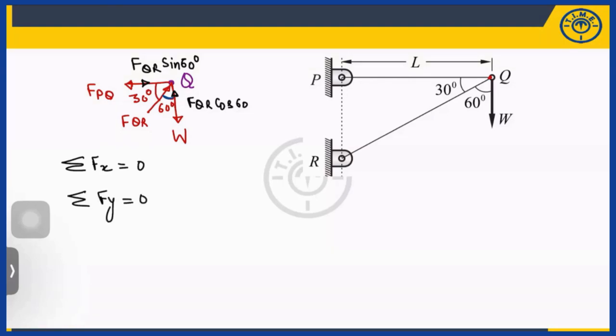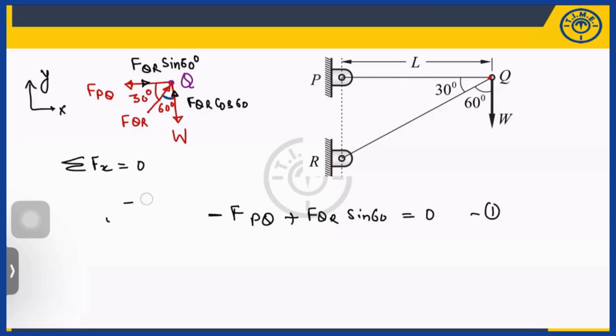What is the force in x direction? I can write F of PQ as negative in this direction, because I am considering this as the positive x-axis, and this is the y-axis. So in this direction it will be negative, and in this direction positive. So minus F of PQ plus F of QR sine of 60 is equal to 0. First equation. How did this equation come? Considering summation of force in x direction.